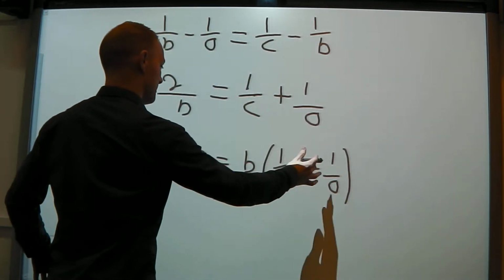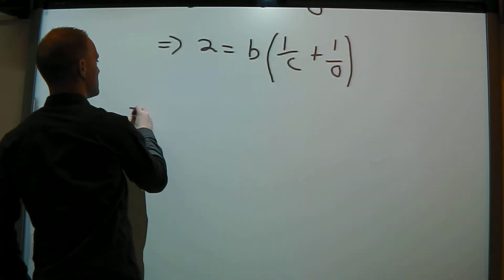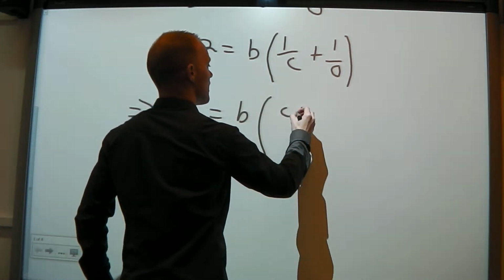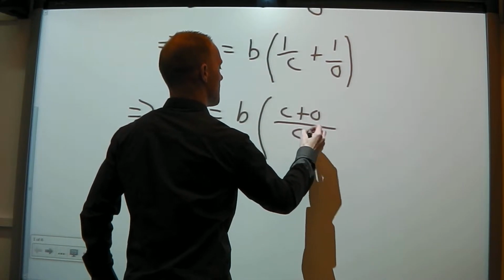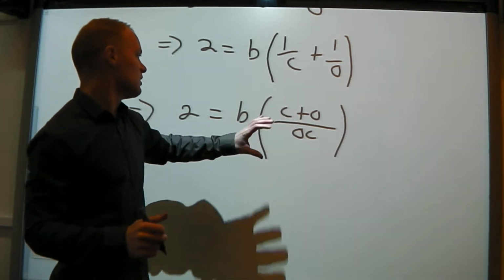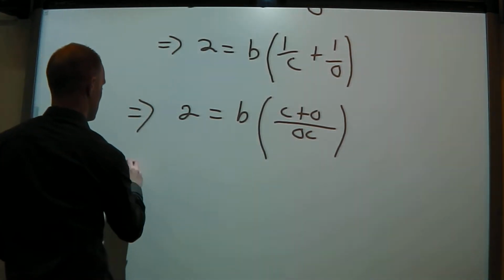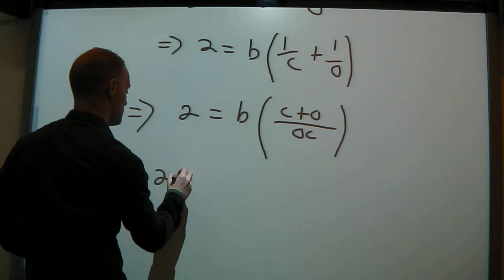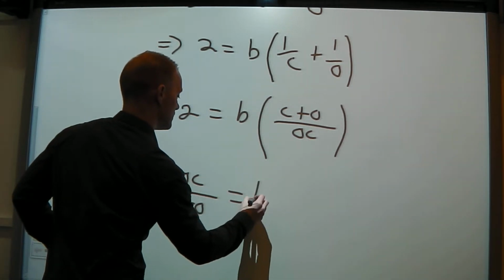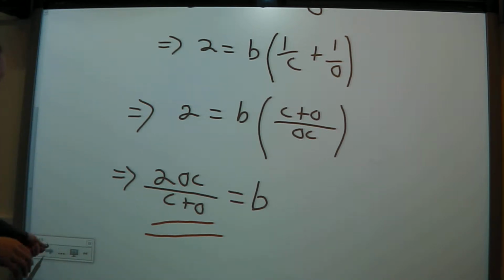Now this is kind of a bit awkward here, so we just combine 1 over C plus 1 over A. So that implies that 2 is equal to B into C plus A all over AC. Now what we want to do here, we want to leave the B on its own. So what we do is we multiply both sides by AC over C plus A. So that implies 2 times AC all over C plus A is equal to B. That's our solution there. And on to the next part of the question here.